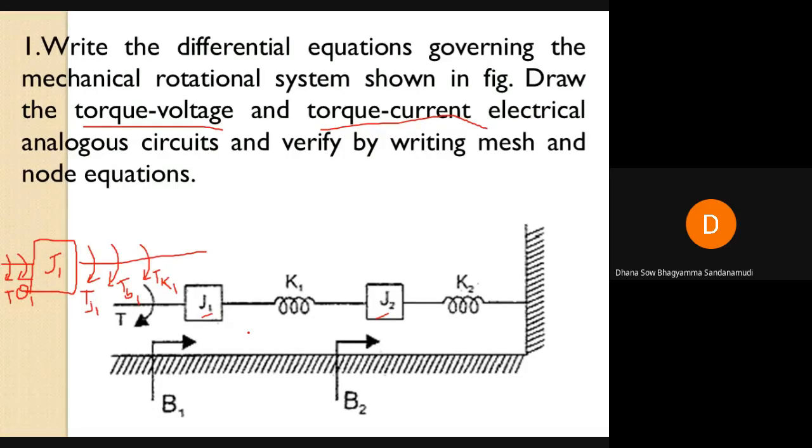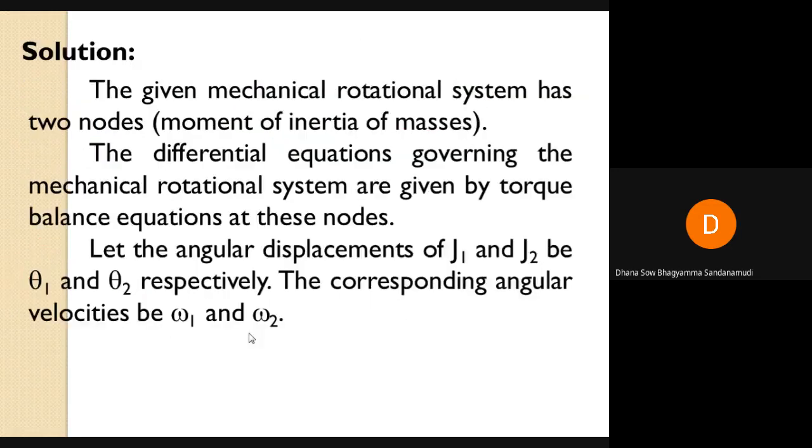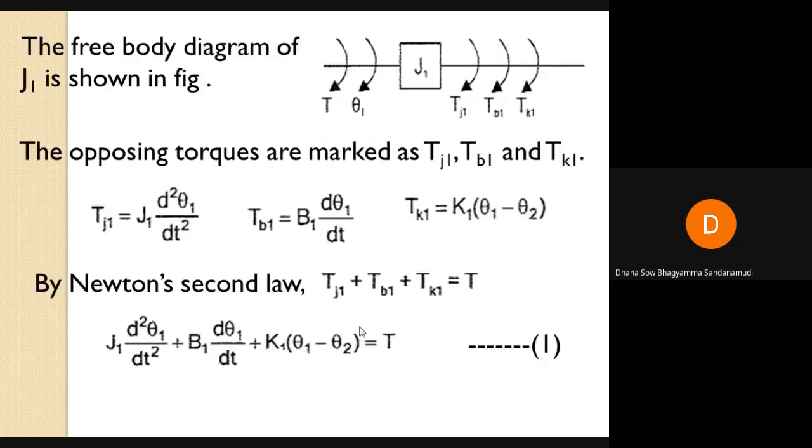So when it is not mentioned, we must assume. There are two moments of inertia, and their angular displacements. Angular velocities also, let us just assume omega 1 and omega 2 are the angular velocities. So this is the free body diagram which I have drawn in the other slide. Opposing torques are TJ1, TB1 and TK1.